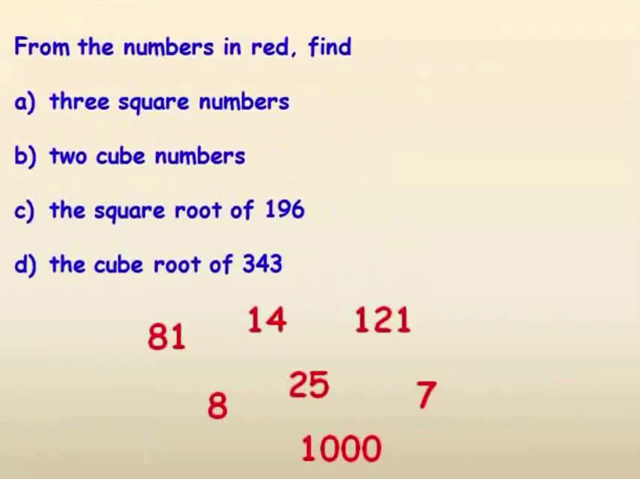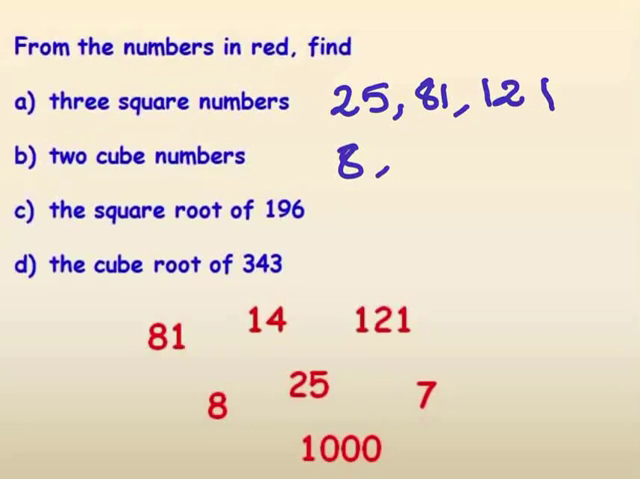The 3 square numbers in the following numbers are 25, which is 5 times 5, 81, which is 9 times 9, and 121, which is 11 times 11. The two cube numbers are 8, which is 2 times 2 times 2, and 1000, which is 10 cubed.